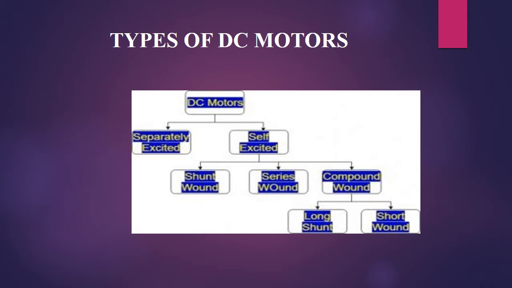Long shunt compound motors. When the shunt winding is so connected that it shunts the series combination of armature and series field, it is called long shunt connection. Short shunt compound motor. When the shunt field winding is directly connected across the armature terminals, it is called short shunt connection.